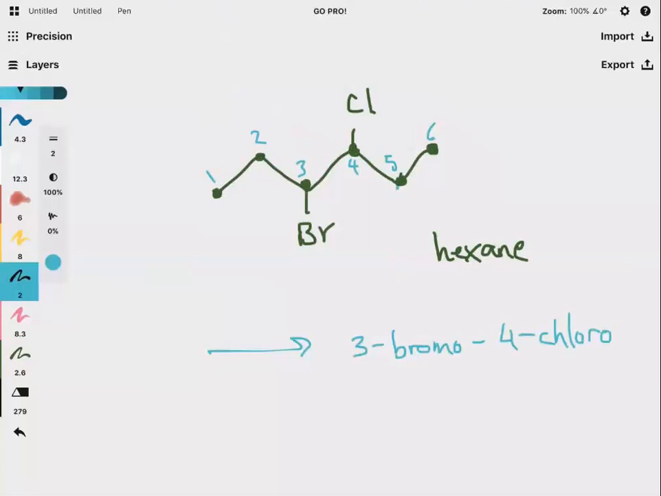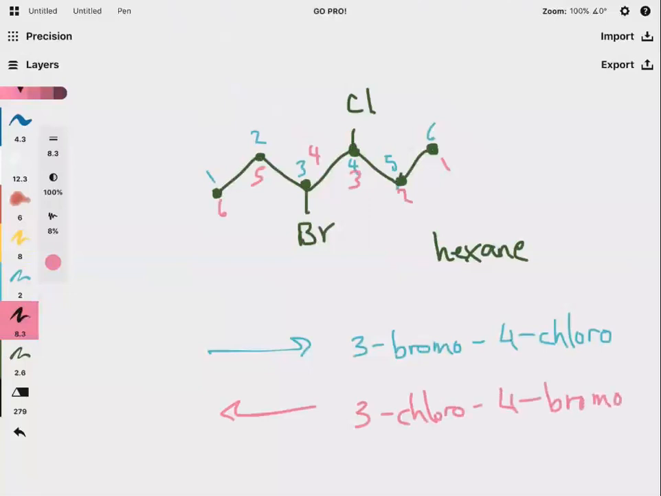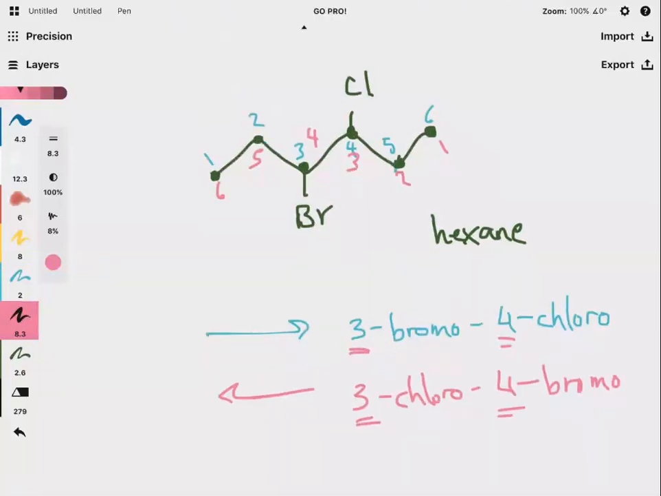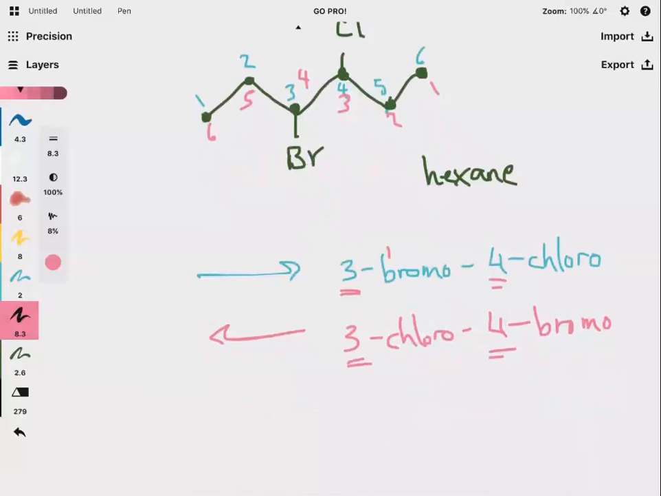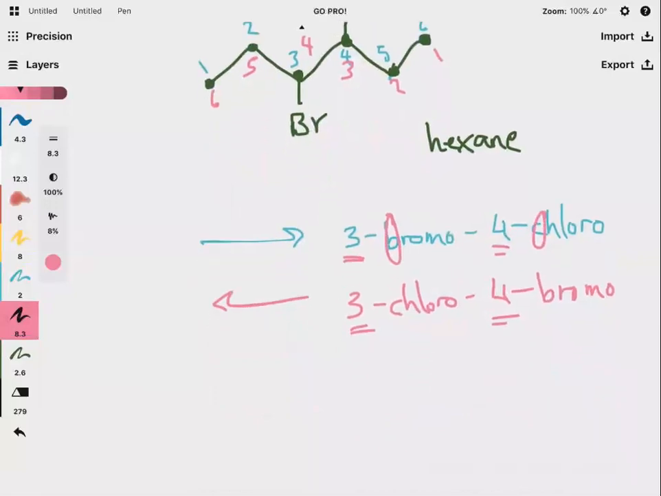Had we gone from right to left and said this was carbon 1 and then 2, and then 3, 4, 5, 6. Well, it still would have been a 3 chloro, 4 bromo. So in terms of the numbers, it's 3 to 4, 3 to 4. So the tie break is going to be the alphabet, and bromo, B, beats the C for chloro. So we're going to stick with the left to right sequence.